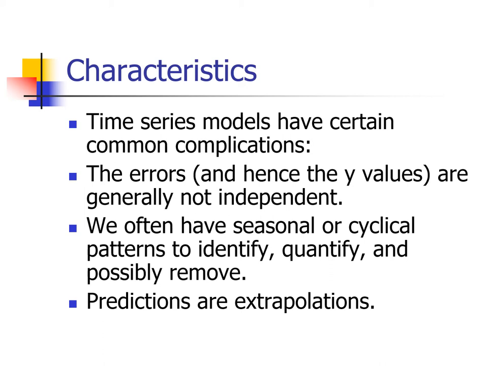We also often have seasonal or cyclical patterns to identify, quantify, and in some cases actually try to remove. So we often have what's referred to as seasonality. The easiest and most common example is if you're looking at sales of ice cream, you have this almost sinusoidal pattern. That is, ice cream sales are always a little higher than average in the summer months and lower than average in the winter months, despite the ice cream industry's best attempts to bring us delicious winter flavors like eggnog and peppermint.